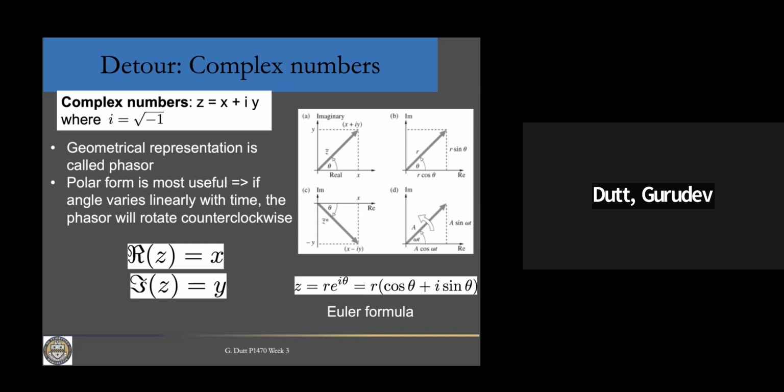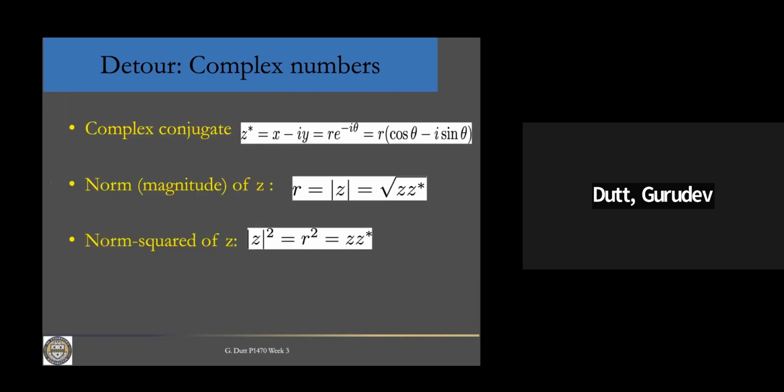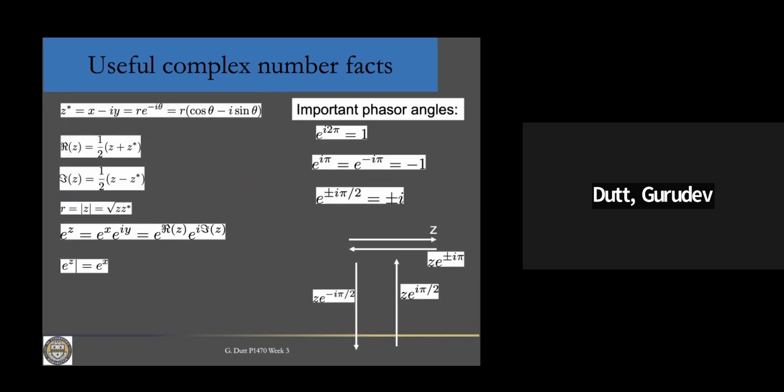So the real and imaginary parts I already introduced over there. And then we can use the Euler formula, because we see that x is r cosine theta, y is r sine theta, so z is equal to x plus iy. And this cosine theta plus i sine theta can be written as e to the i theta using the Euler formula. Okay, this was also covered last class. So the thing that I was going to start with today is some of the important phasor angles and complex number values.